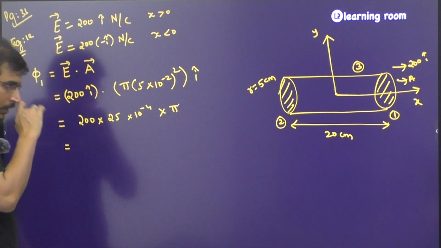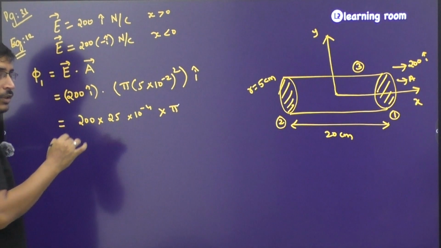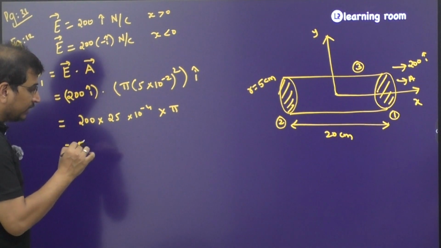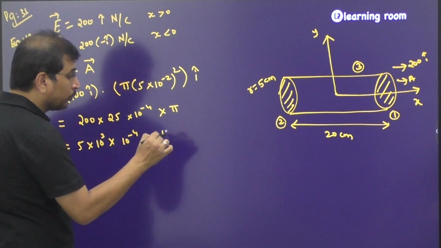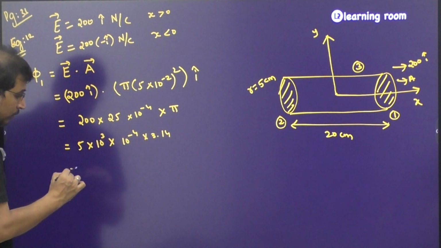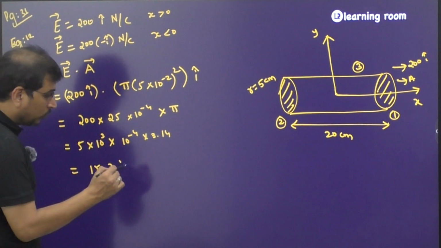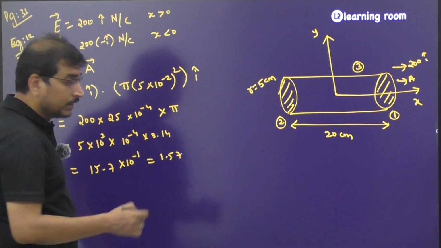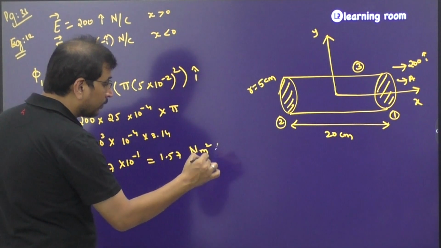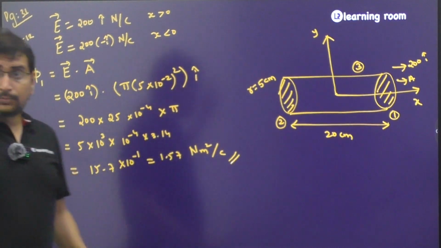Now tell me, what should I do? 25 into 200 gives 5000, so 5000 is 5 into 10 power 3 into 10 power minus 4 into 3.14. 5 into 3.14 gives 15.7, into 10 power minus 1, so it gives us 1.57 newton meter square per coulomb. Am I clear with this? This is the flux through the first flat surface.